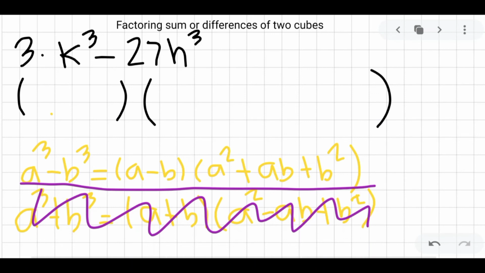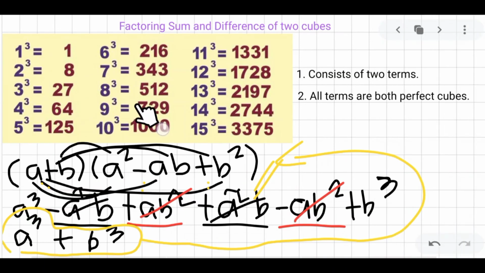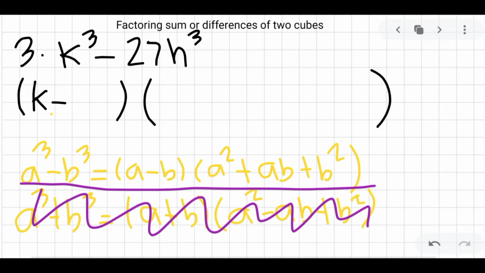So, let's divide the exponent. 3 divided by 3, the answer is 1. So, ibig sabihin, we only have 1k na natitira. So, copy the sign, negative. What is the cube root of 27? Again, here, 27. The cube root of 27 is 3. So, we just write it here.